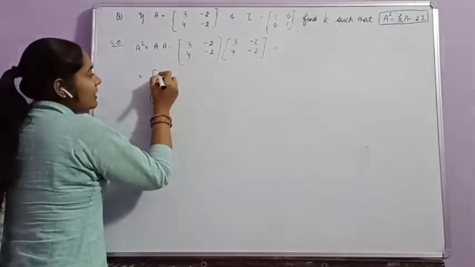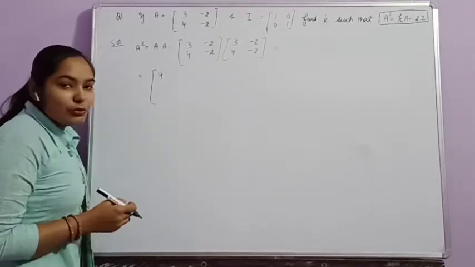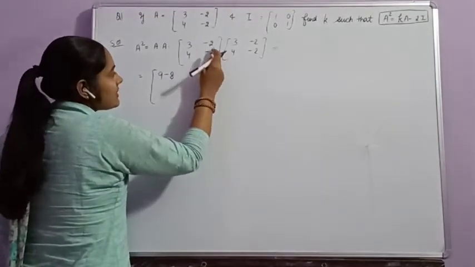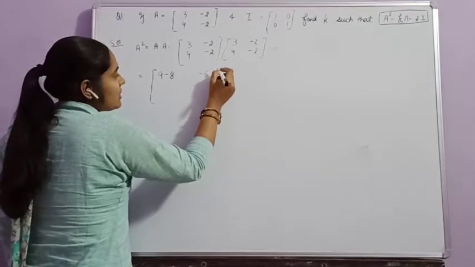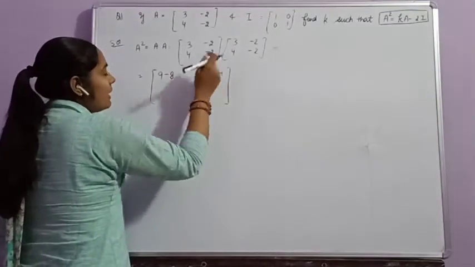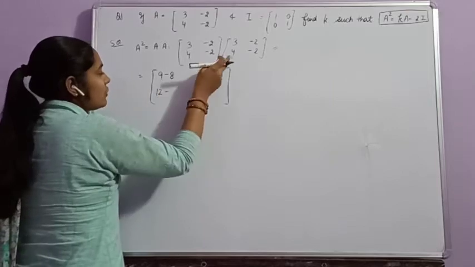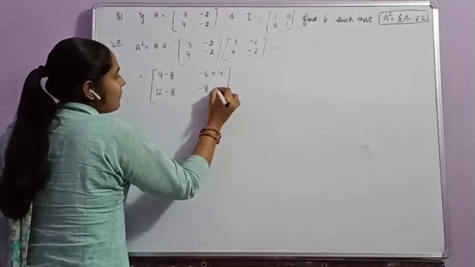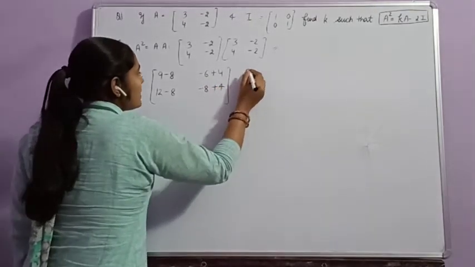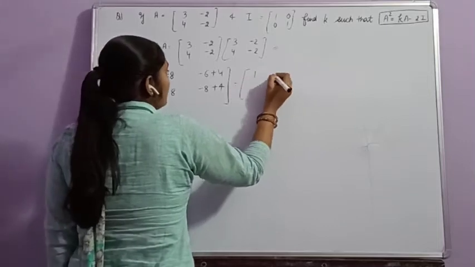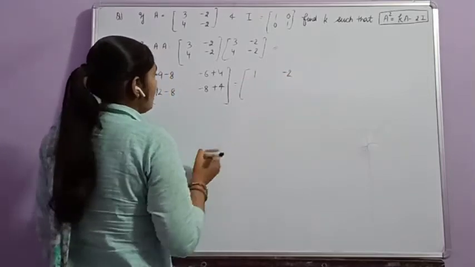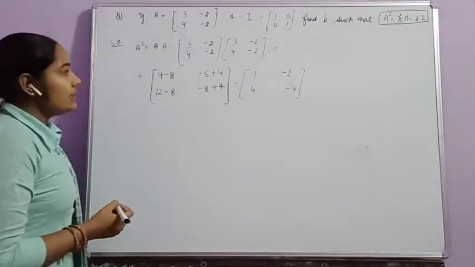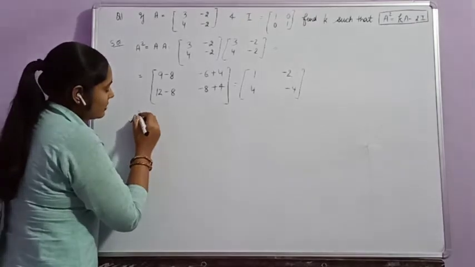3 multiplied with 3 is 9, minus 2 multiplied with 4 is minus 8. 3 multiplied with minus 2 is minus 6, minus 2 multiplied with minus 2 is plus 4. Next, 4 multiplied with 3 is 12, minus 4 twos are 8. Next, 4 twos are 8 with negative sign, plus 2 twos are 4. That is equal to [1, -2; 4, -4].